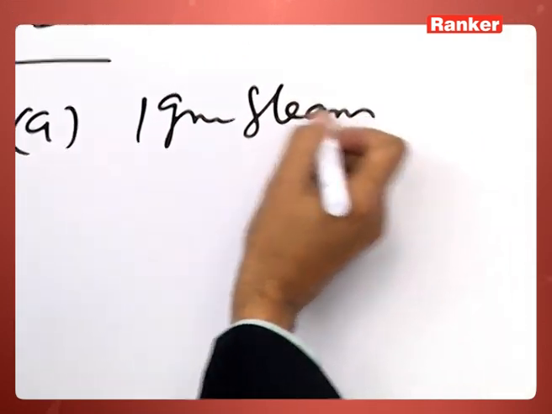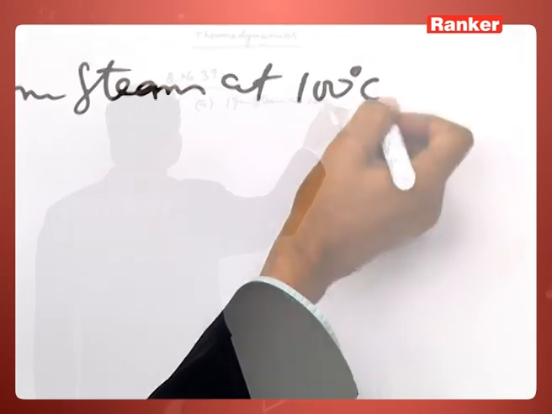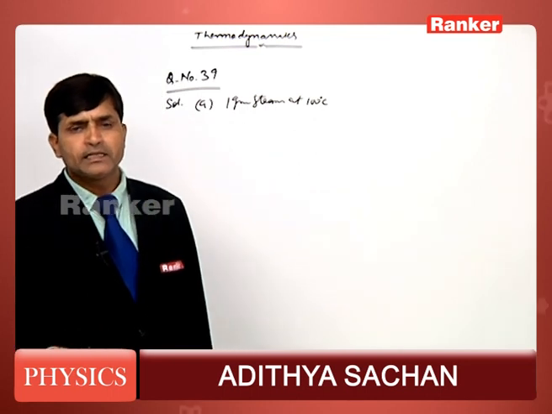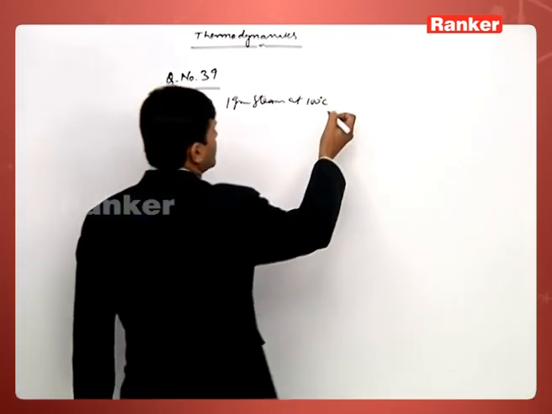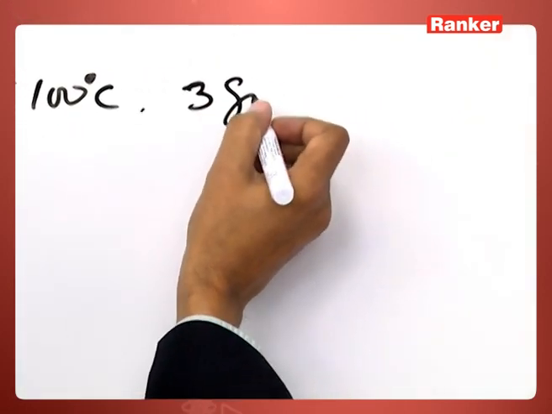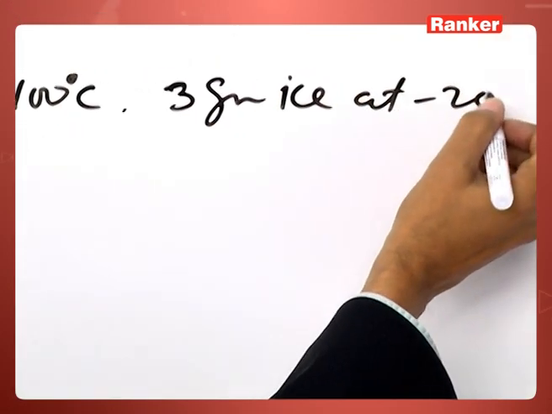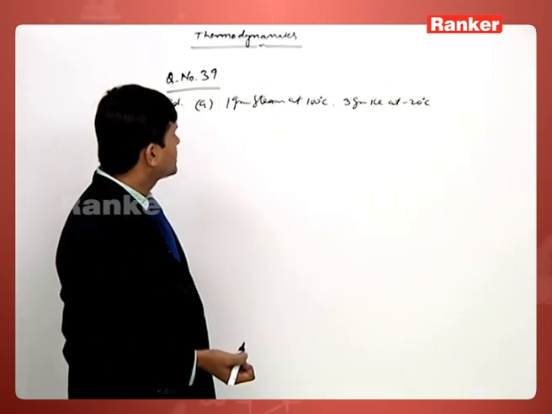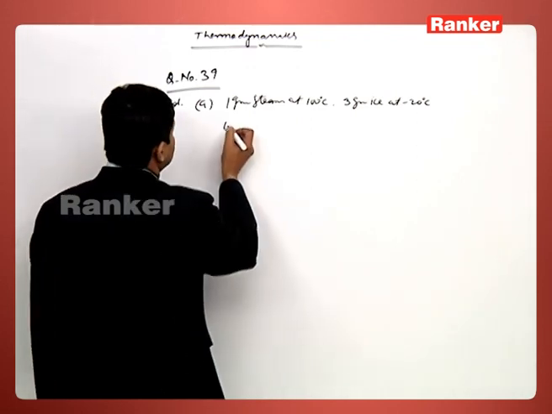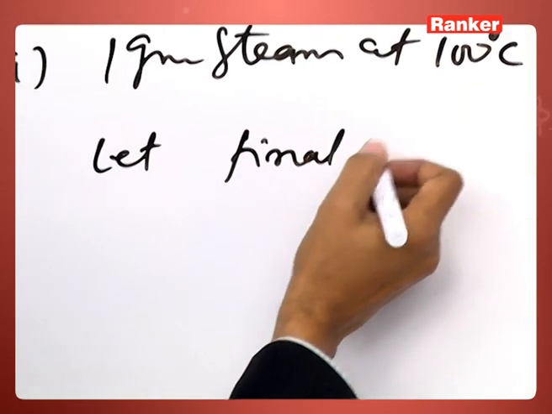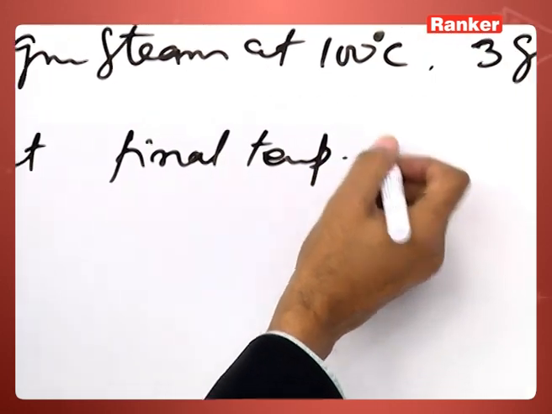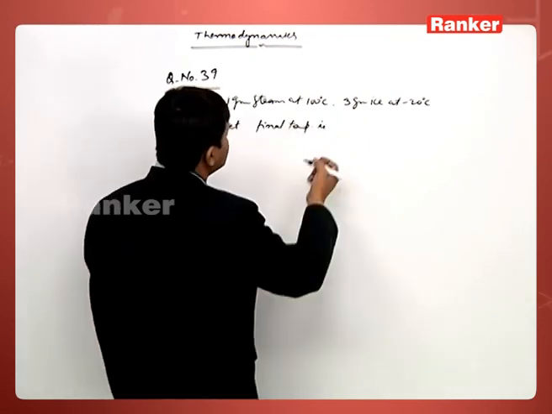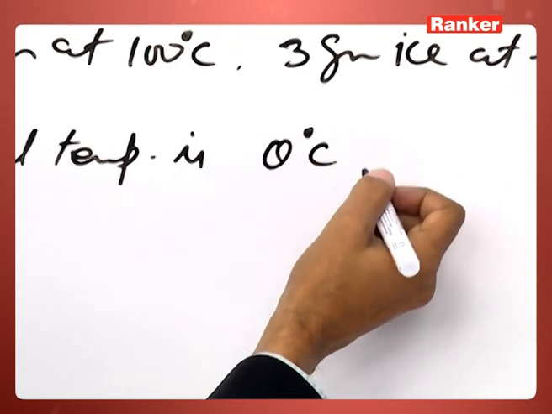1 gram of steam at 100 degrees Celsius is passed into 3 gram of ice at minus 20 degrees Celsius. Then we will check it. First of all, let the final temperature be theta, in degrees, of water.